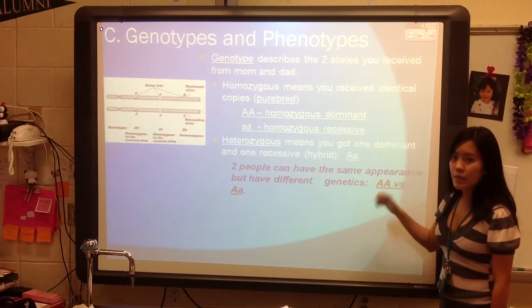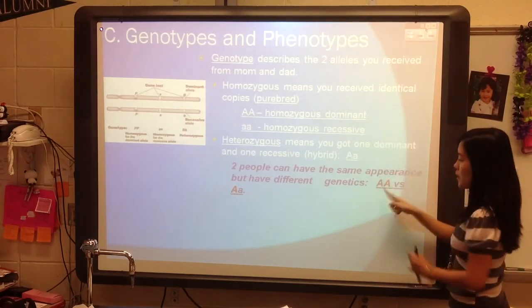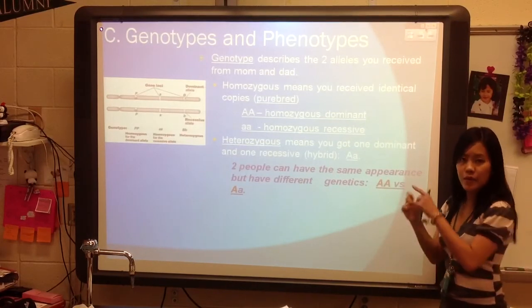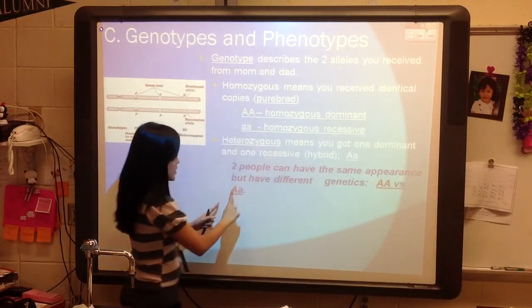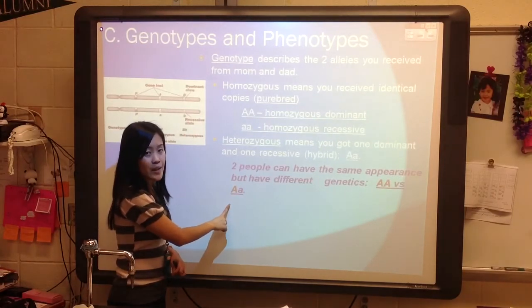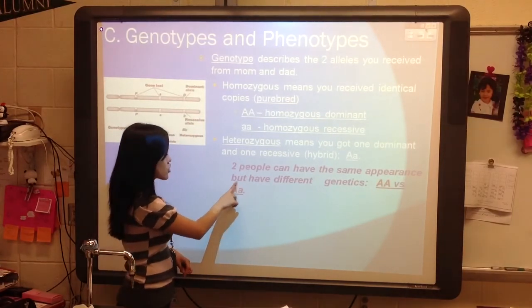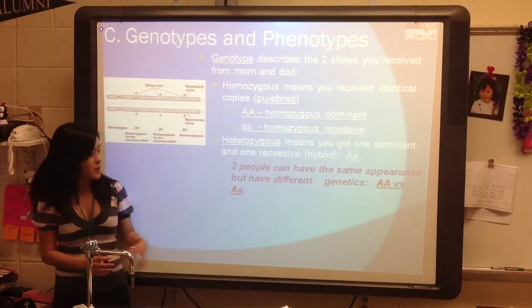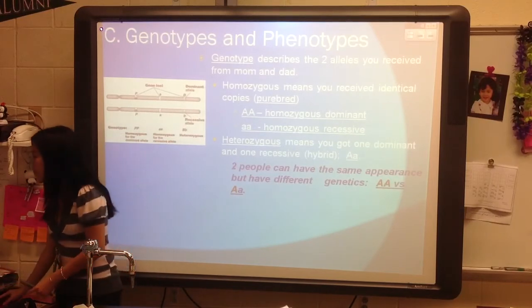Our previous example with hitchhiker's thumb: if you are homozygous dominant, big A, you'll have a hitchhiker's thumb. Not like mine, but the more bent one. But if you were heterozygous, a big A, little a, well remember that big A is dominant. It covers up that little a. So what you see is that the person has a hitchhiker's thumb. But later on they can pass on this little a to their child and give them a straight thumb.